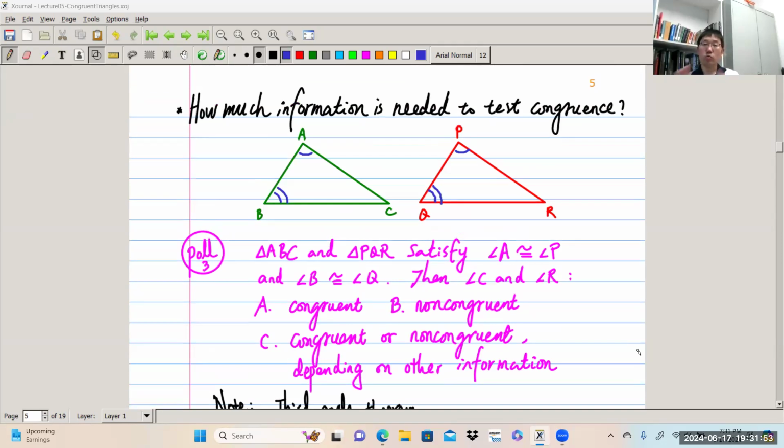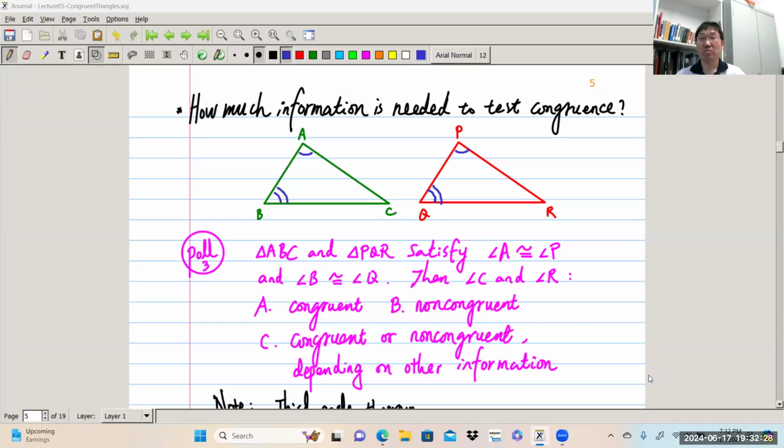So I know two angles of this green triangle are congruent to two corresponding angles in that red triangle. I want you to draw a conclusion about the third angle in this green triangle and the third angle in that red triangle. Do you think those third angles are congruent? The answer is yes or no. Some said yes, some said no.